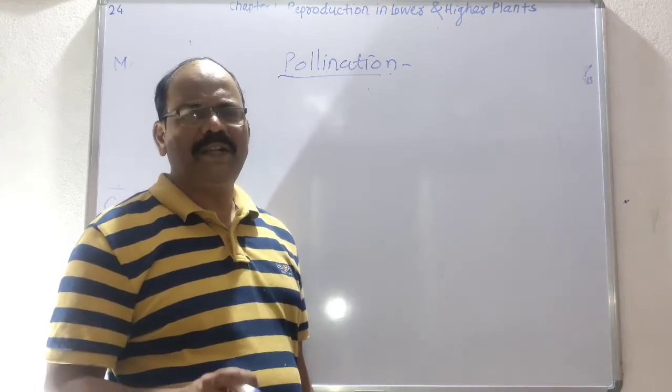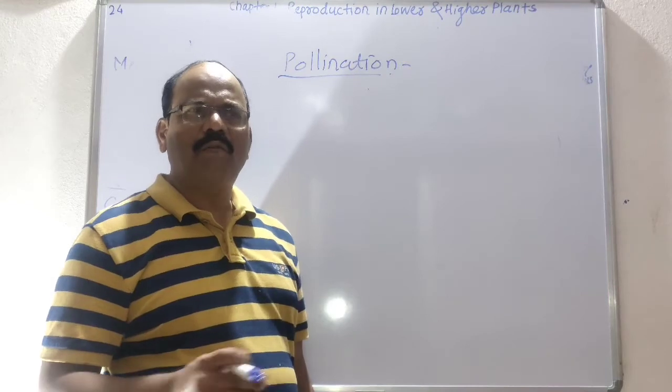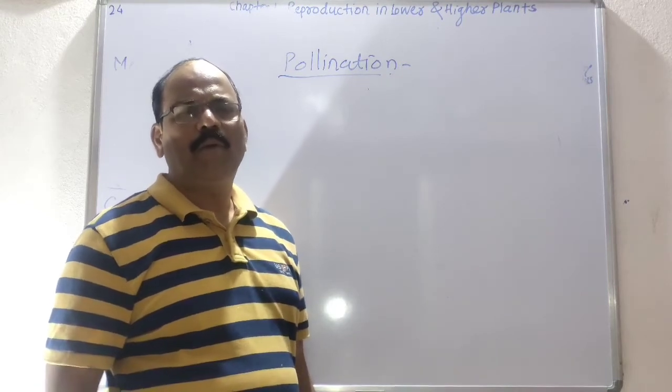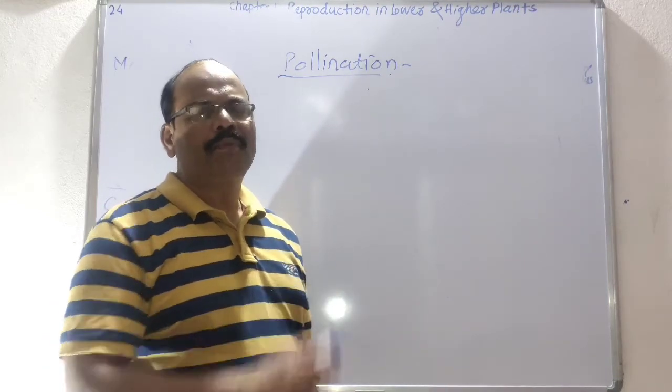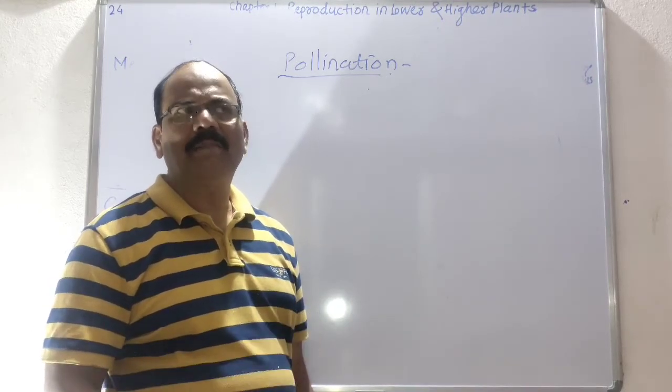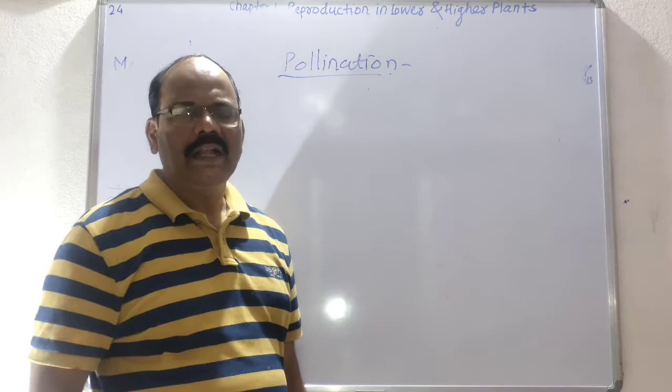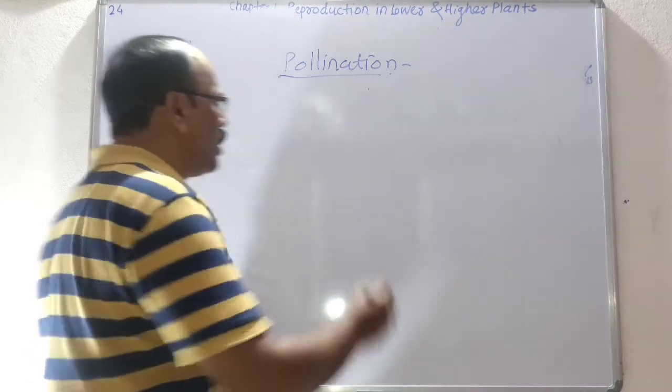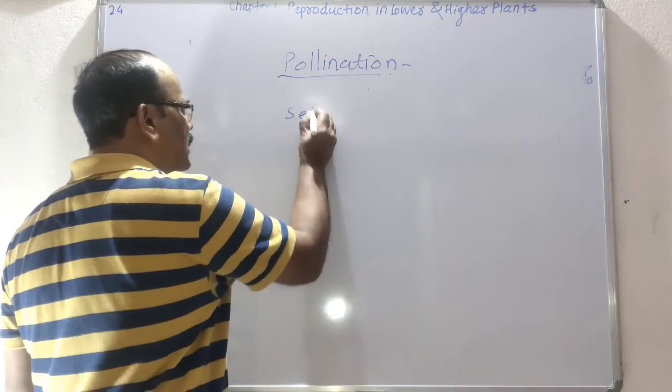Pollination is the prerequisite process for fertilization, because the male gametes are non-motile in nature. Moreover, the male gametes and female gametes are produced at different sites. There are two types of pollination. Which are the two types of pollination?